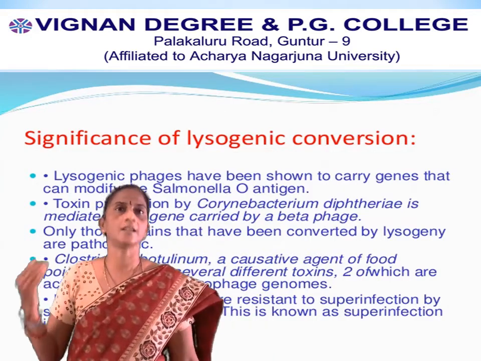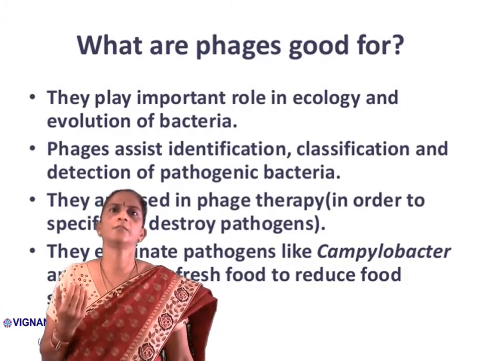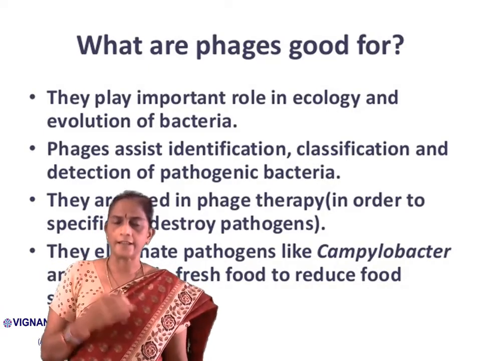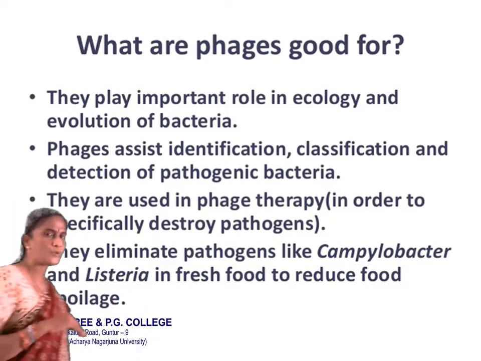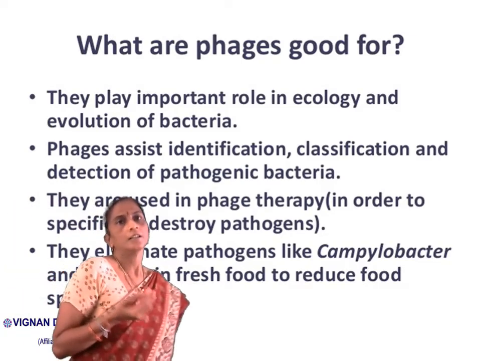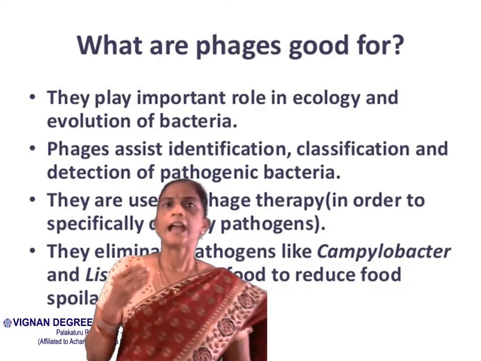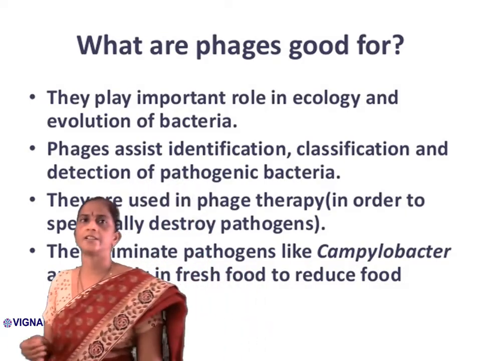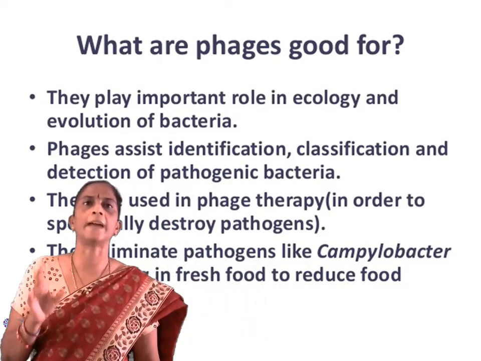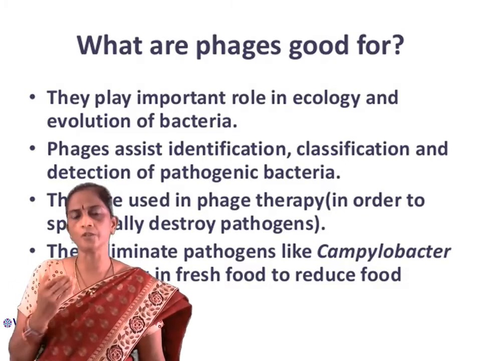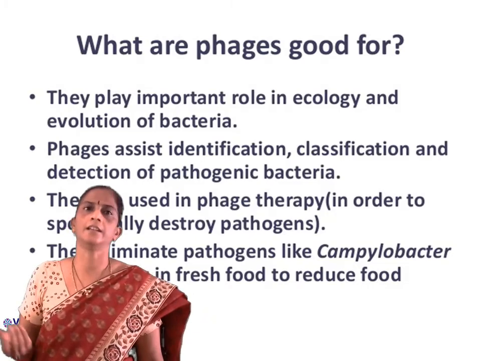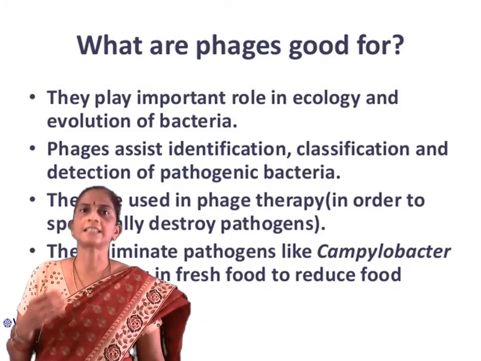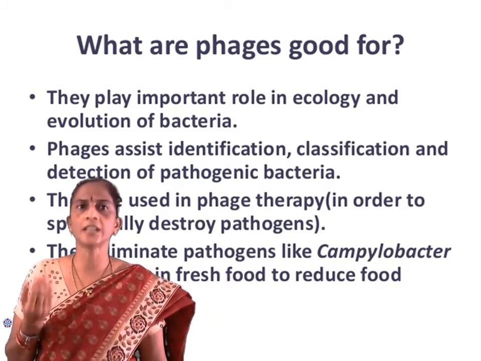Next, what are phages good for? These phages play an important role in the ecology and evolution of bacteria. Phages assist identification, classification and detection of pathogenic bacteria. Phages are useful for telling whether the bacteria is a pathogen or an avirulent strain. They are used in phage therapy. They are mainly used in phage therapy.